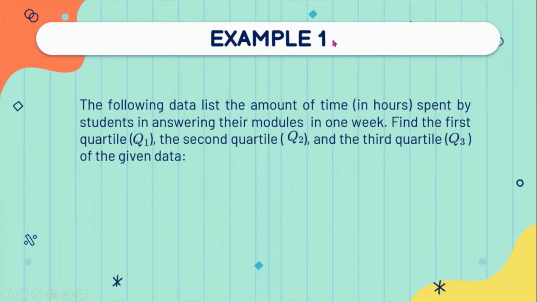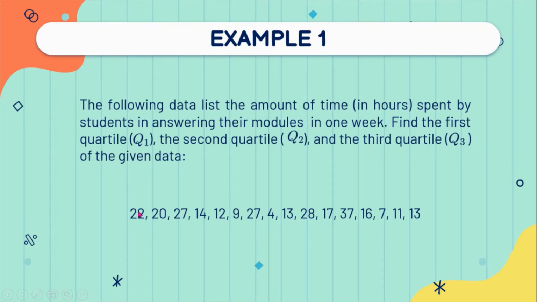So let us have example 1. The following data list the amount of time in hours spent by students in answering their modules in 1 week. Find the first quartile or the Q sub 1, the second quartile or the Q sub 2, and the third quartile Q sub 3 of the given data: 22, 20, 27, 14, 12, 9, 27, 4, 13, 28, 17, 37, 16, 7, 11, and 13.